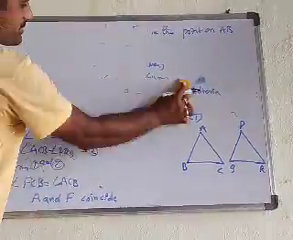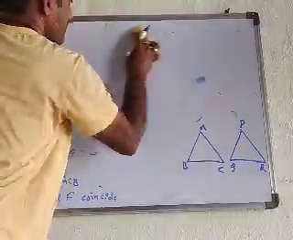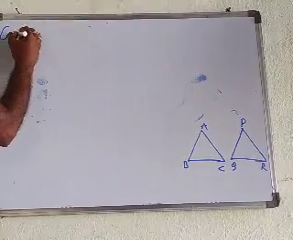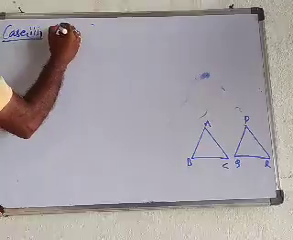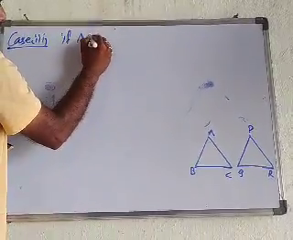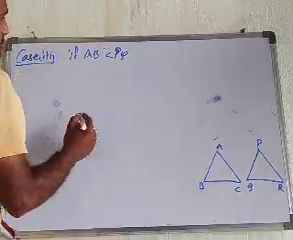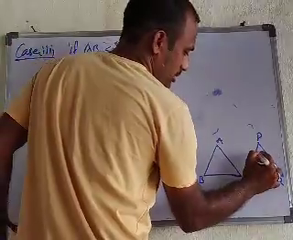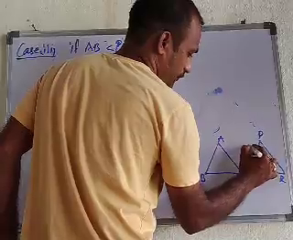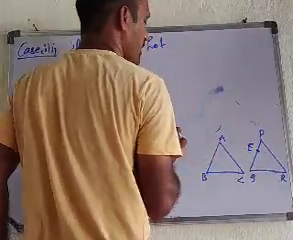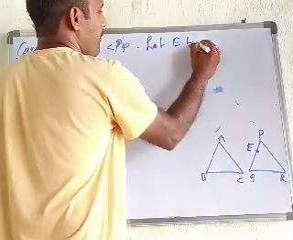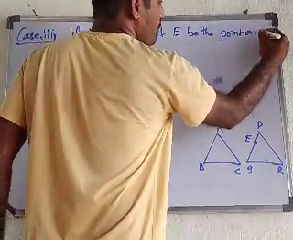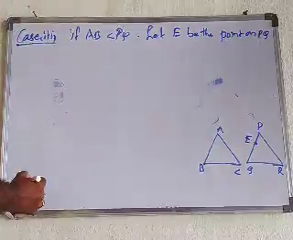Let us take the third case. In case 3, AB is less than PQ. So let us assume one more point here, E. Let E be the point on PQ.